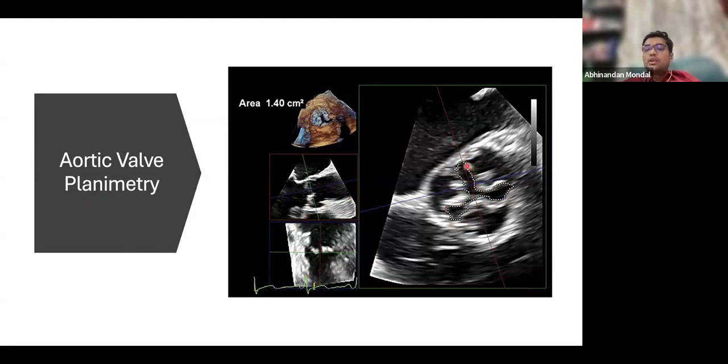So whenever you are measuring in your 2D image, you may not be cutting the aortic valve at its proper opening. So you can take help of your 3D MPR, so that you are cutting exactly at the opening of your aortic valve. And then you can measure your aortic valve opening.